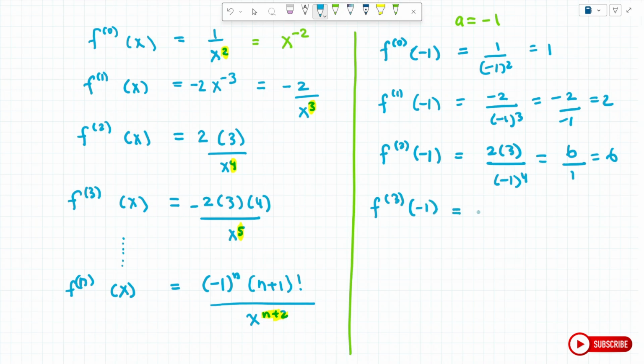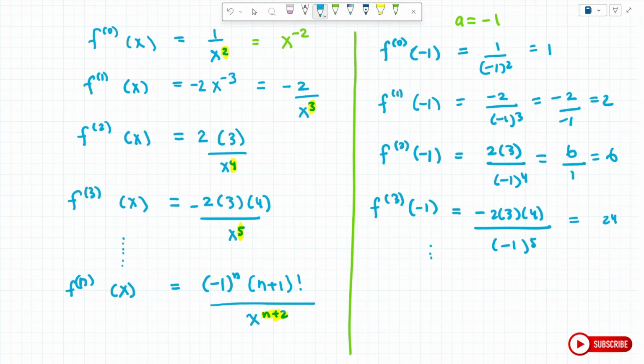So here we've got our negative 2 times 3 times 4 over negative 1 to the power of 5. Sometimes I'm just keeping it like this so it helps you see a bit of the factorial pattern that is going on. So then in this case we have negative 24 over negative 1, which is just going to equal 24.